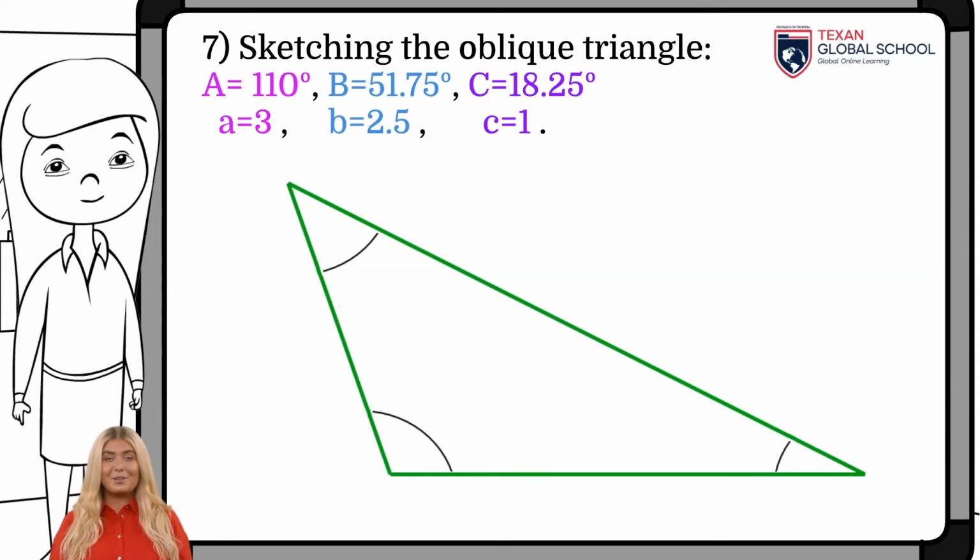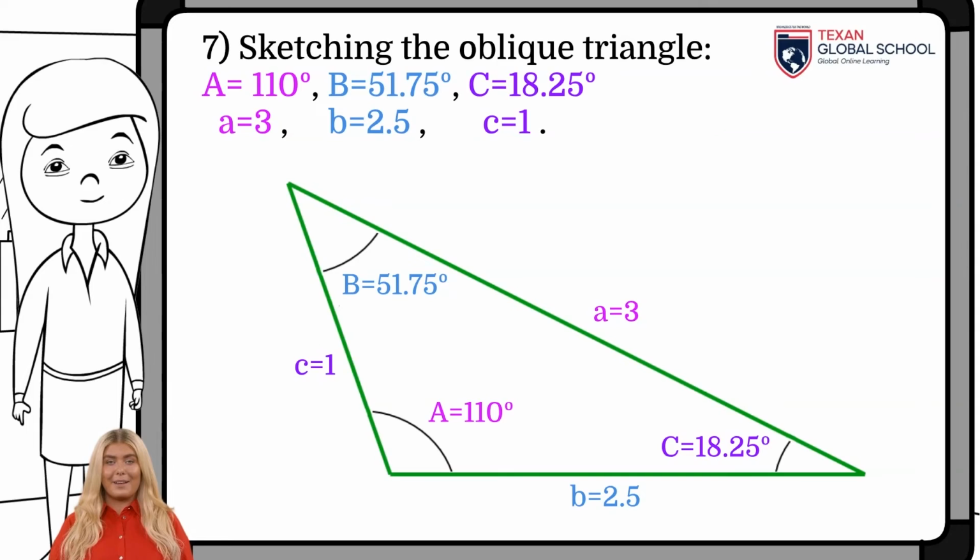With this, the triangle is solved since we have all the sides and all its angles. Now, to sketch the triangle, we must analyze the angles. In this case, we have an obtuse angle of 110 degrees, so it is an obtuse triangle, as shown on the board.